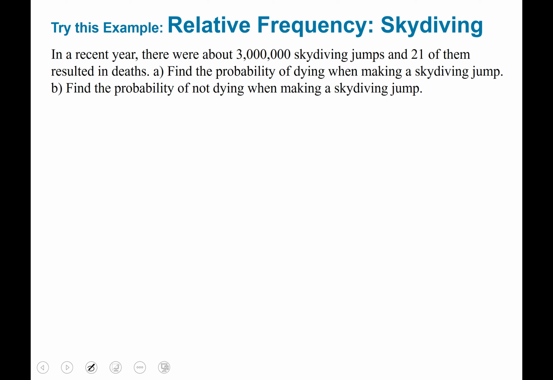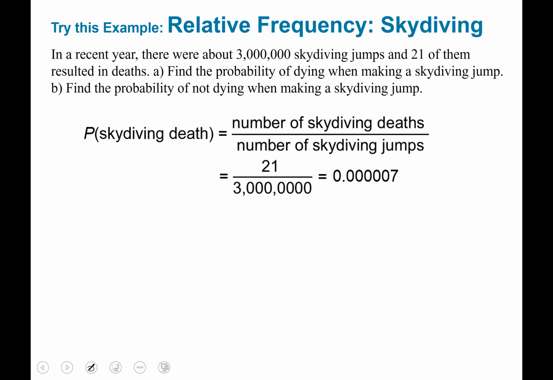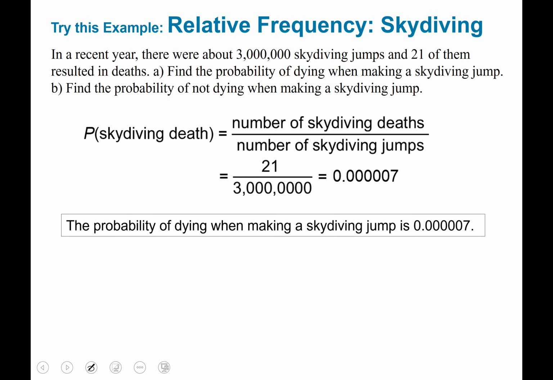Welcome back. If you came up with 0.000007, then you got it right. Nice job. That's also 21 over 3 million. And that would mean that the probability of dying in making a skydiving jump is 0.000007. If you did not get that, let's walk through the solution here.